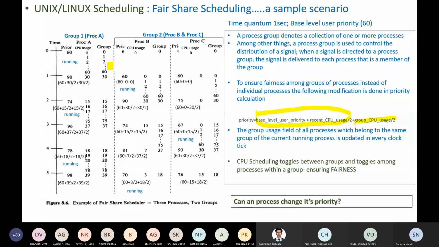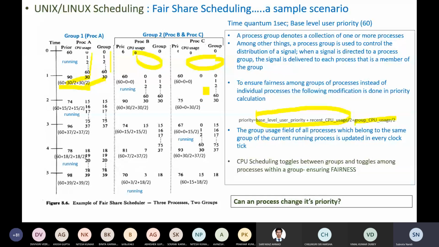In your case you have just one process in the entire group, so that process is running, and its CPU usage time as well as group usage time are both incremented with the ticks. When you compute the values, it will be 60 plus the base plus 30 by 2 and 30 by 2, and it becomes 90. But what about these two? They have not acquired any usage in either of these fields, so they will be 60 and 60.